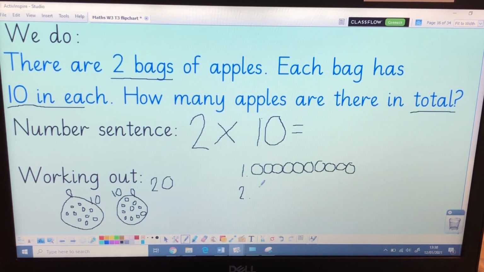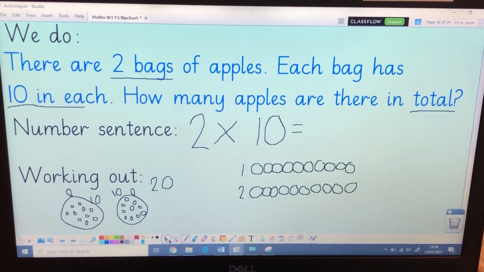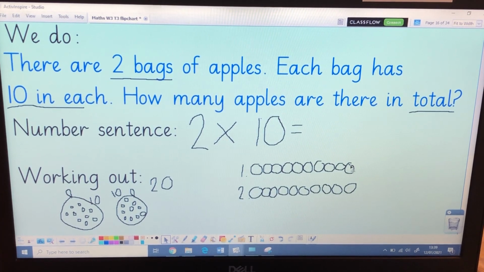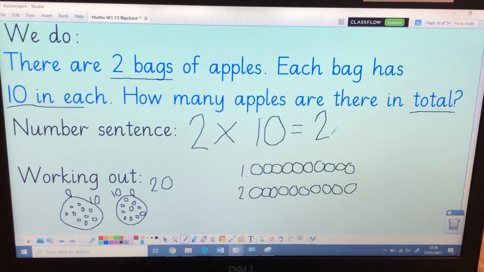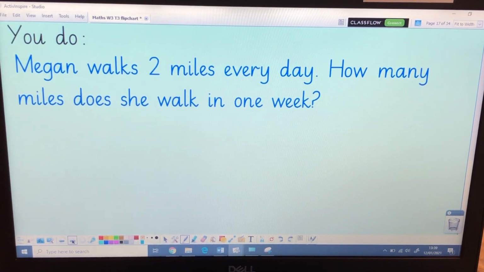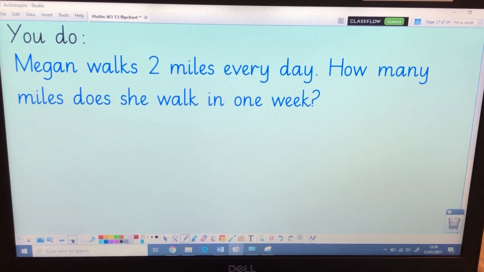And in our second group, you ready? 1, 2, 3, 4, 5, 6, 7, 8, 9, and 10. Okay, so we know there's 10 in each group, so we're going to count up in tens. 10, 20. So our answer is 20. Brilliant, well done. Okay, this time you're going to have a go on your own.